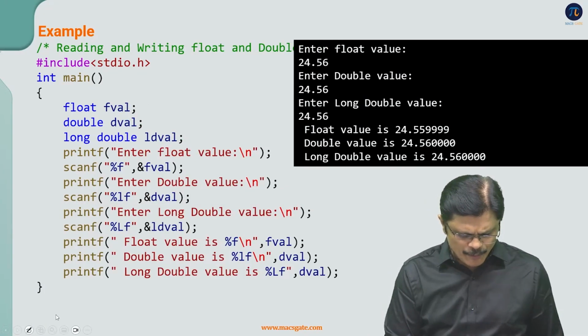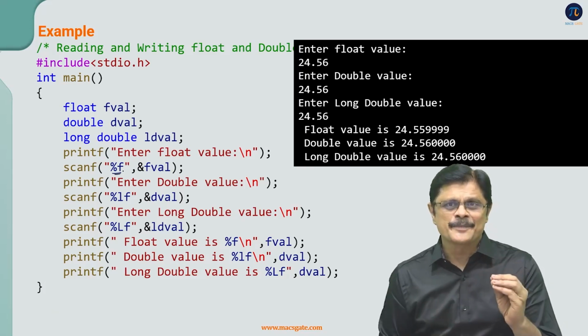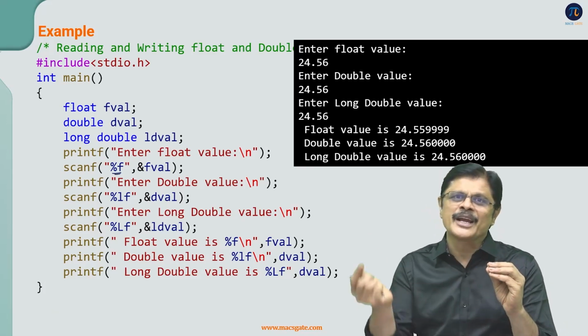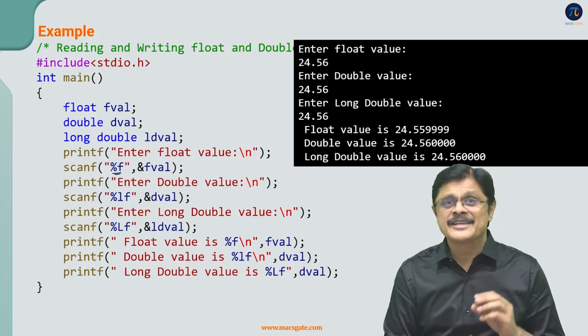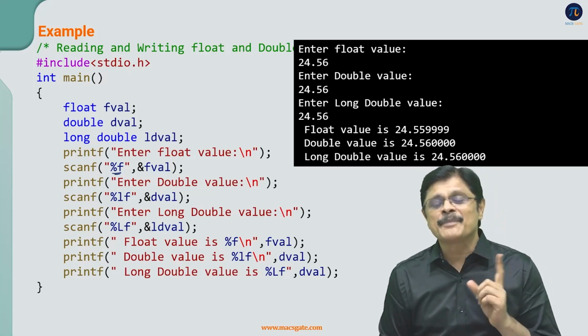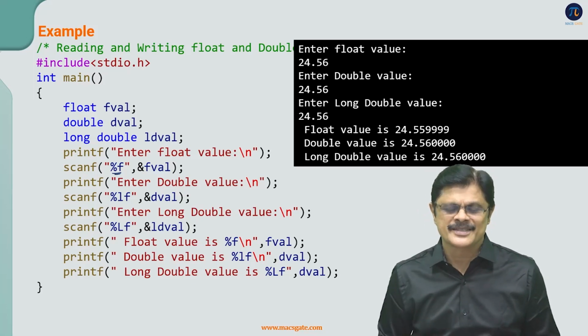So you can try one more example, like scanning. See, %f is taken. %f means you are trying to store a float value. %lf is for double, and %Lf for long double. This is one more example. Just try this example, my dear friend.